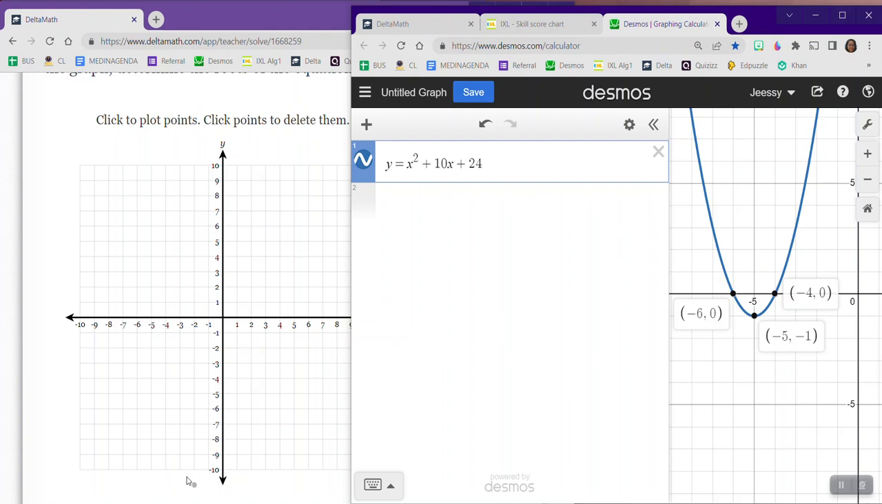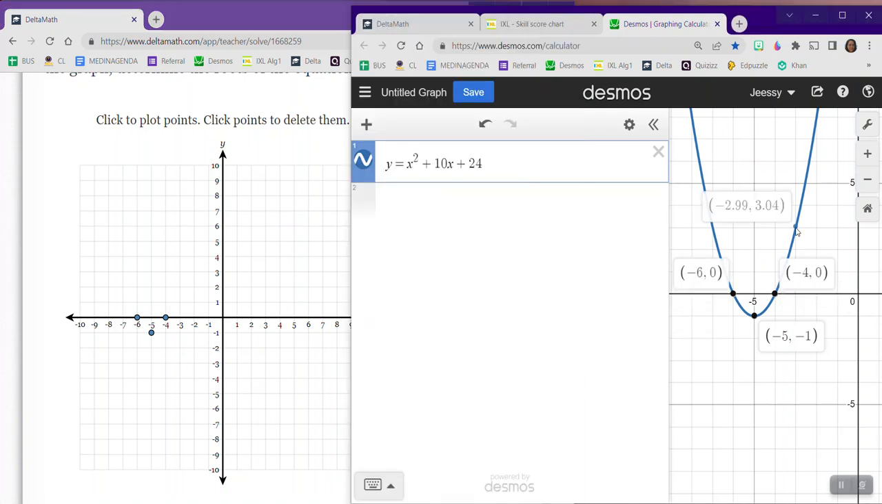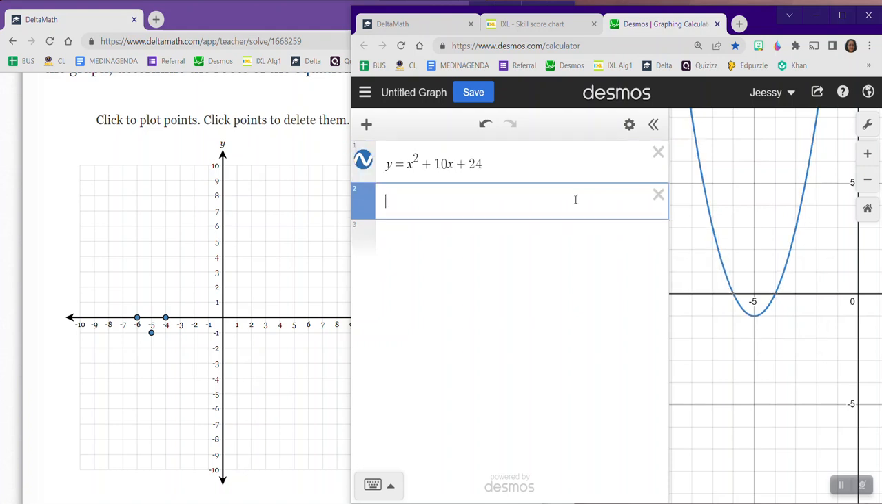Okay, so vertex, negative 5, negative 1. Roots, negative 6, 0, negative 4, 0. Now we need another point. This one looks like it's negative 3, 3, right? So let's double check. Parentheses. It doesn't work without parentheses. Here we go.